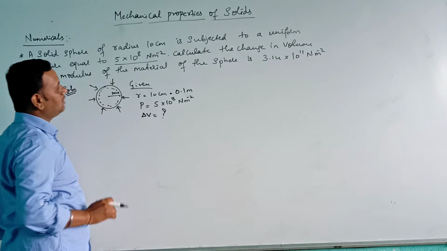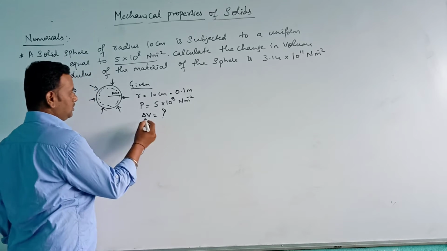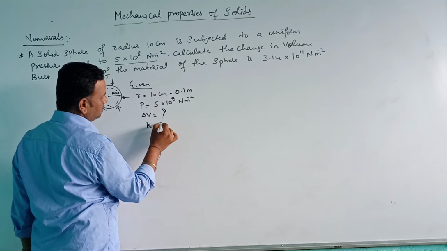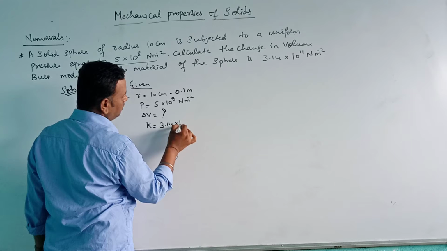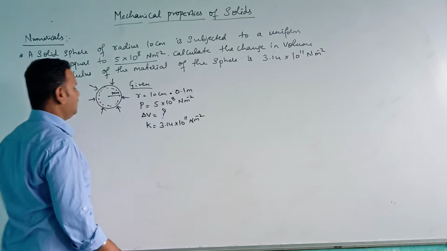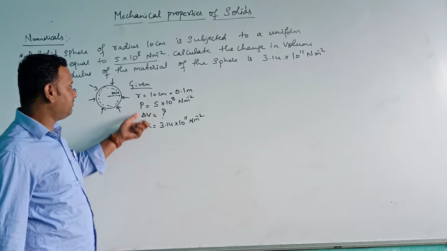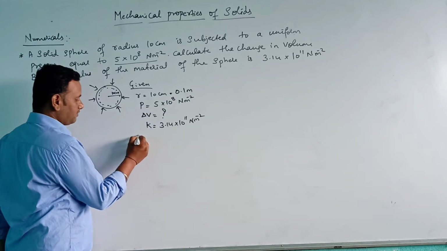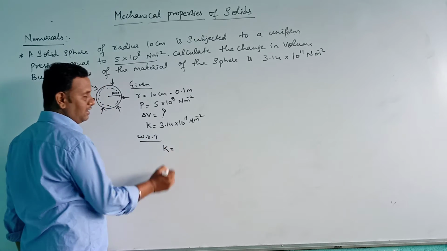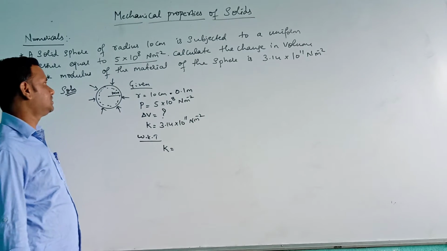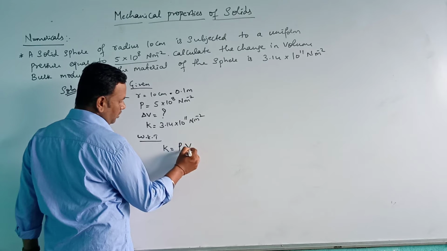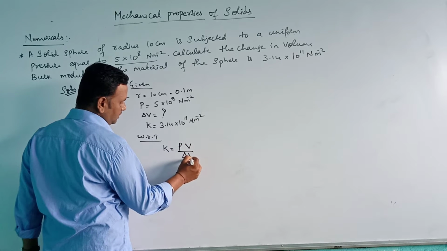And also he has given the bulk modulus of the material of the sphere. K equal to 3.14 into 10 to the power of 11 Newton per meter square. So these are the given data. Then we know that bulk modulus is given by K, representing the bulk modulus of the material of the sphere, which is equal to pressure into original volume divided by change in volume.